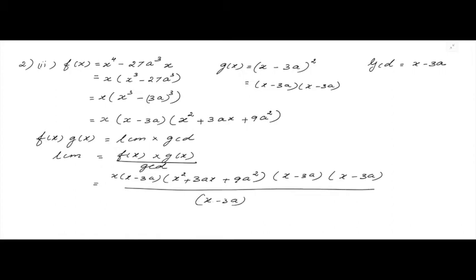Now this can be simplified. So what is left? x into x minus 3a, 2 times there, isn't it? So whole square and x square plus 3ax plus 9a square. That will be your LCM. Check the answer, whether you are getting the same.